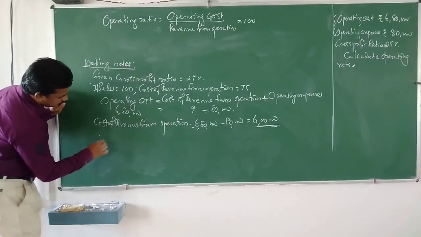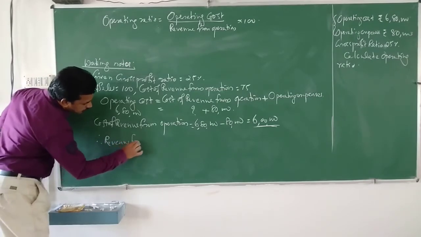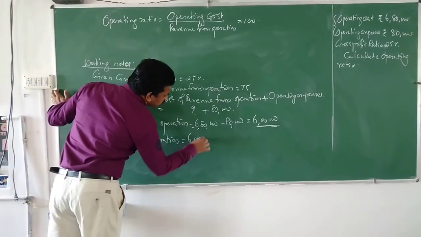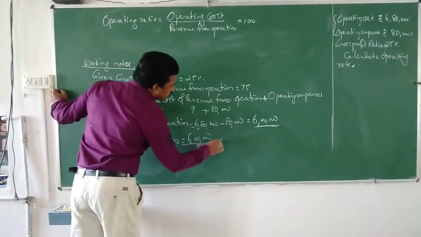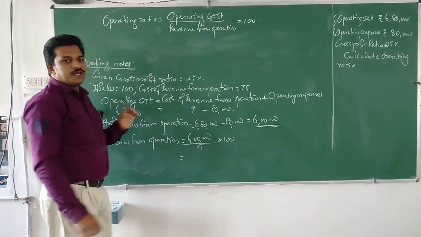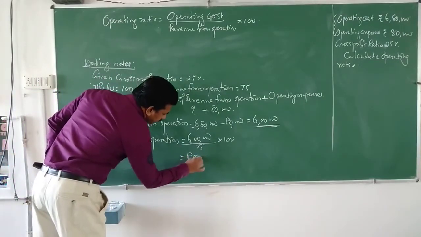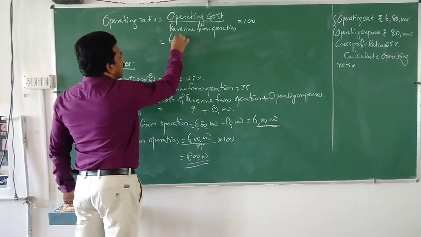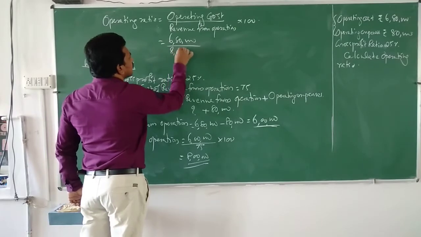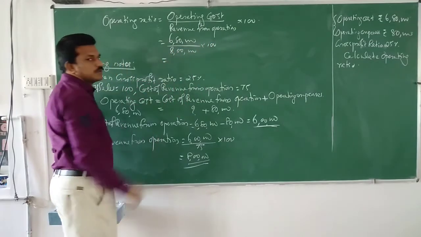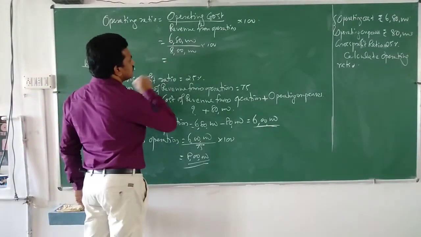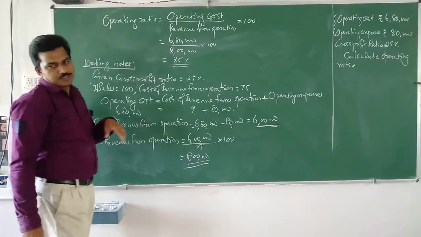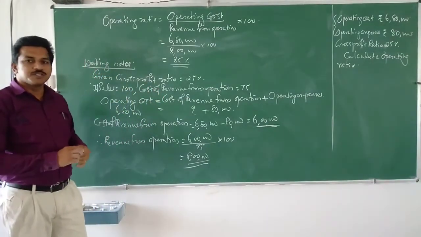Then, therefore, revenue from operation: 6,00,000 is the cost of goods sold. We know that if it is 75, what will be 100? Okay, so it will be 8,00,000. So operating cost is given 6,80,000 divided by revenue from operation 8,00,000 into 100. So how much we will get? 85%. So operating ratio is equal to 85%. Okay.